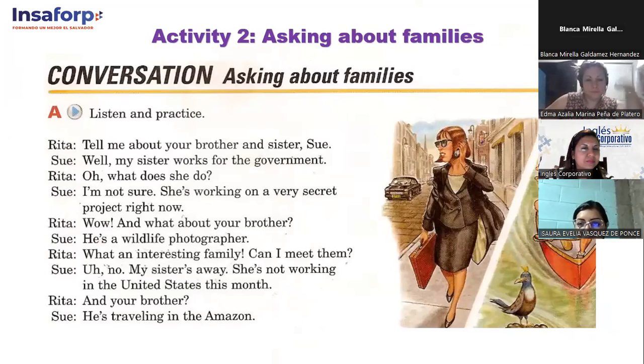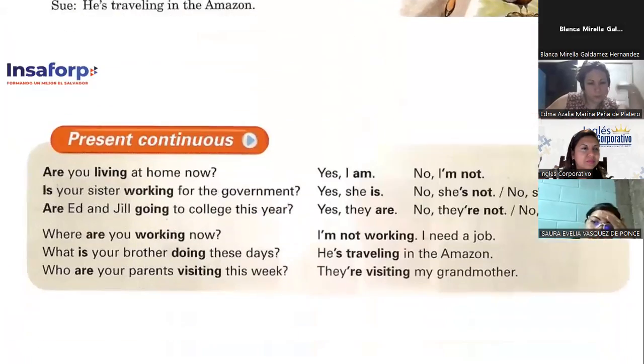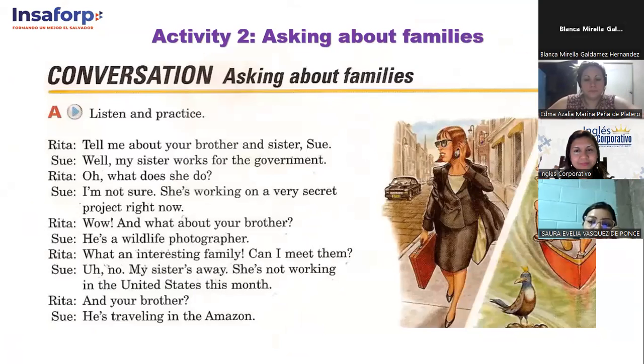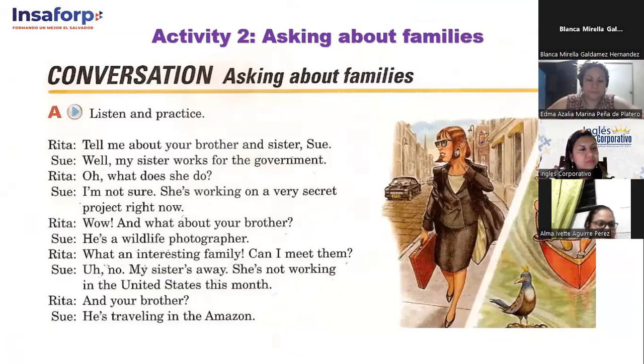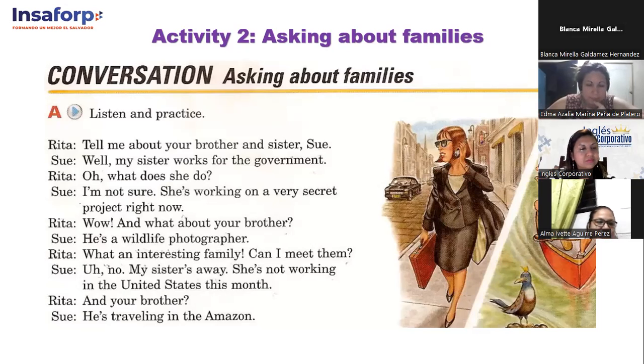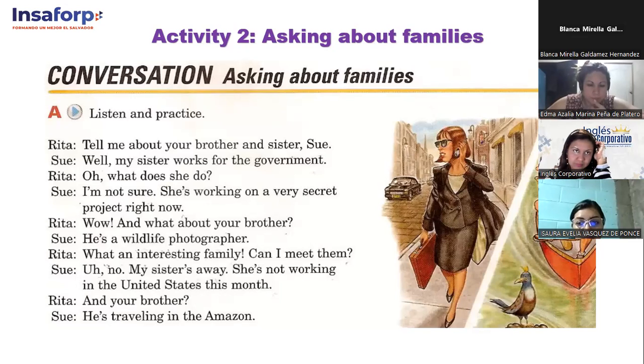Tell me about your brother and sister, Sue. Well, my sister works for the government. Oh, what does she do? I'm not sure. She's working on a very secret project right now. Wow. And what about your brother? He's a wildlife photographer. What an interesting family. Can I meet them? Oh, no. My sister's away. She's not working in the United States this month. And your brother? He's traveling in the Amazon.